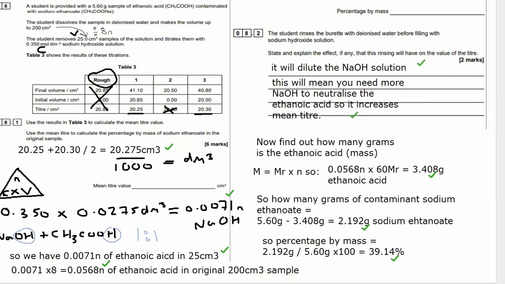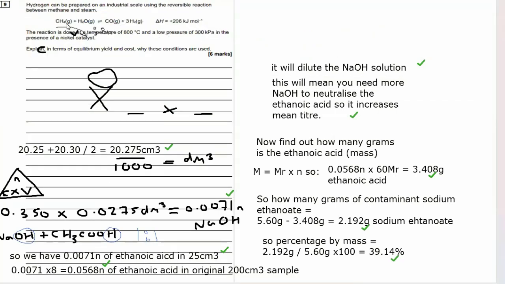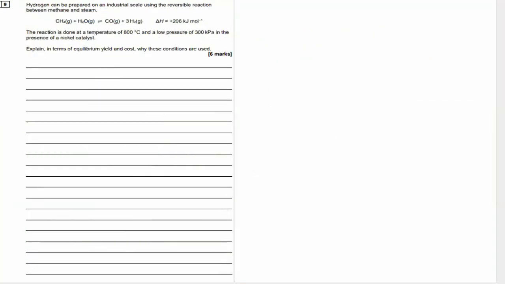Moving on. Right, let's look at question 9. We're nearly there. 2 more big questions, 9 and 10, and then we're on to the multiple choice. Hydrogen can be prepared on an industrial scale using the reversible reaction between methane and steam. The reaction is done at a temperature of 800 degrees and a low pressure of 300,000 pascals in the presence of a nickel catalyst. You can see from the enthalpy change, it's an endothermic reaction. Explain in terms of the equilibrium, yield and cost why these conditions are used.